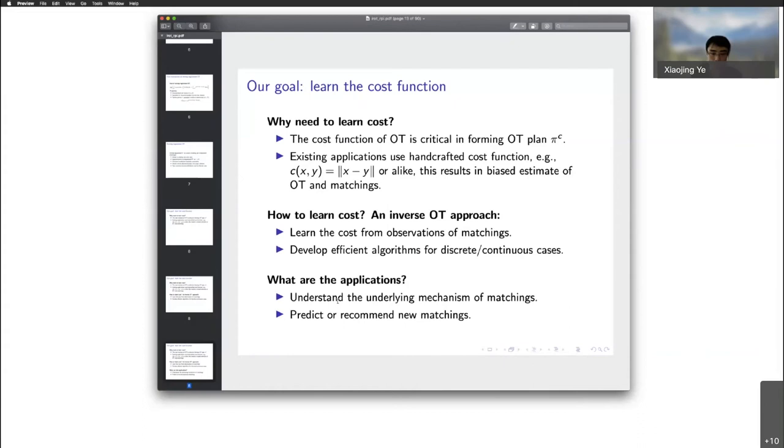The other application is to predict or recommend new matchings. Because if you know the cost, then given two new distributions, you can easily compute the optimal transport, just by doing the forward OT afterwards. But the key is the proper choice of the cost. If you can learn it from the data, then you will be more accurate for future data that have similar distributions. Rather than if you do this with a handcrafted cost, you will get the wrong result, as I mentioned earlier.